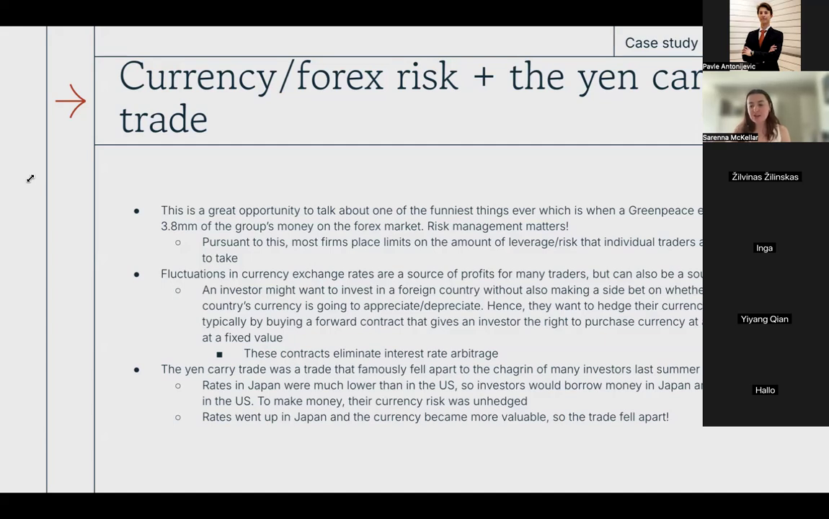Fluctuations in currency exchange rates are obviously also a source of profit for many traders, but they can also be a source of risk. So, if an investor wants to do any sort of FDI or invest in a foreign country or buy a stock from a foreign country, they might not also want to make a side bet on whether that country's currency is going to appreciate or depreciate. Like, if I wanted to buy Volvo stock, I might not want to make a bet on the currency that stock was denominated in. And so because of that, investors will often hedge their currency risk by buying a forward contract that gives them a right to purchase currency at a future date at a fixed value.